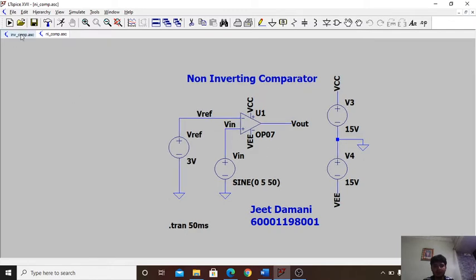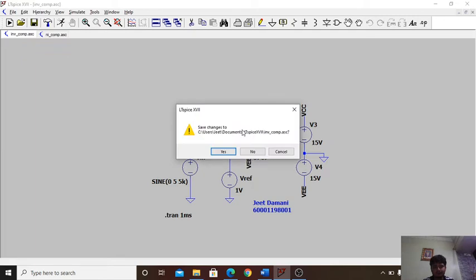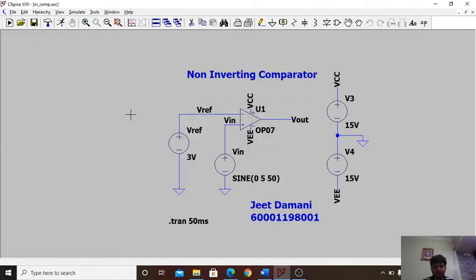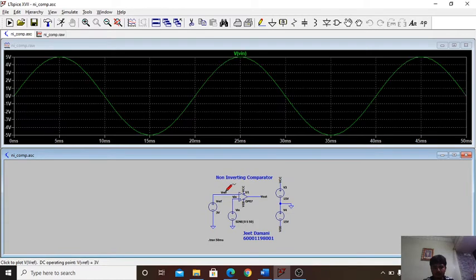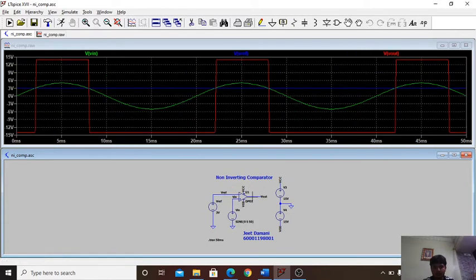So now we'll simulate this. As you can see, when Vin is greater than Vref, the output is plus Vsat. When Vin is less than Vref, the output is minus Vsat.